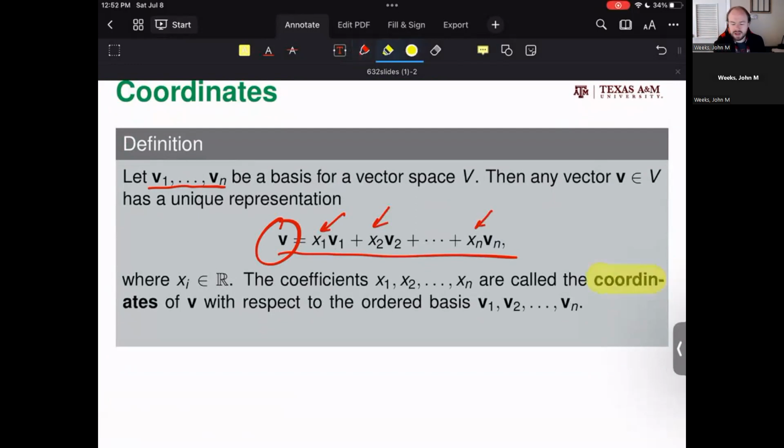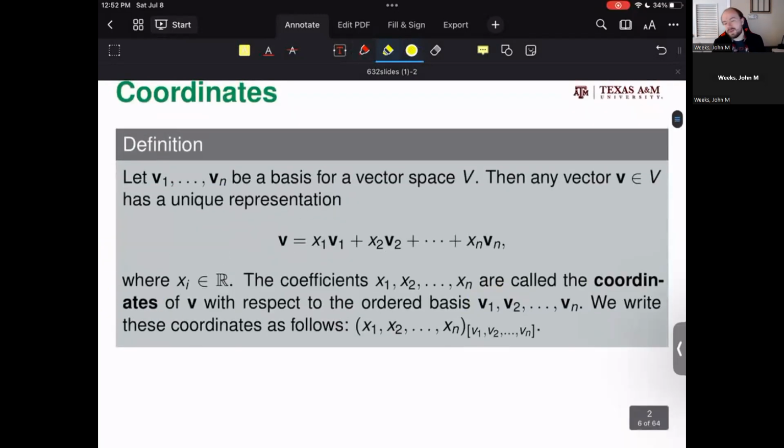By the way, we're going to be calling these scalars the coordinates of the vector v with respect to the ordered basis. Ordered, by the way, is important since coordinates are ordered. Ordered basis v1, v2, all the way up to vn. And the way that we're going to write this coordinate is x1 through xn, the scalars associated to each of the elements of this basis, v1 through vn, in an ordered list with a little subscript labeling the basis we're choosing.